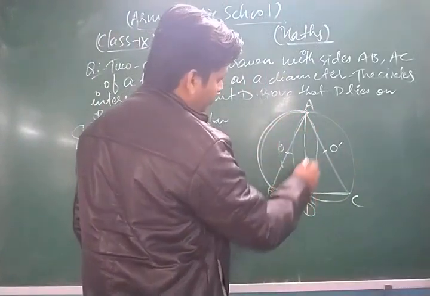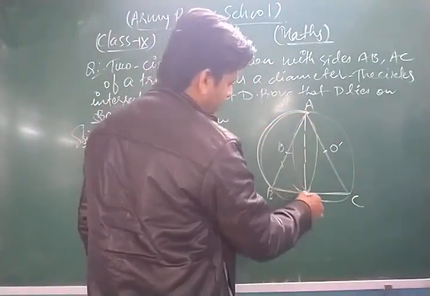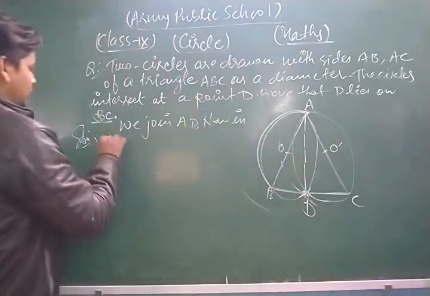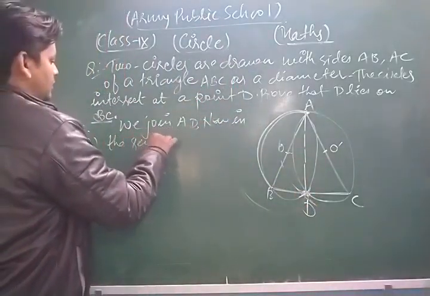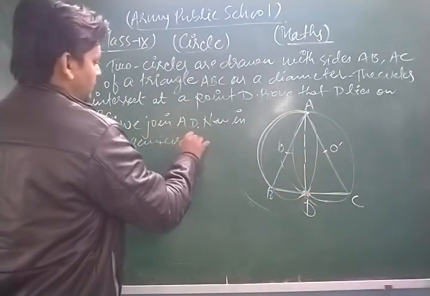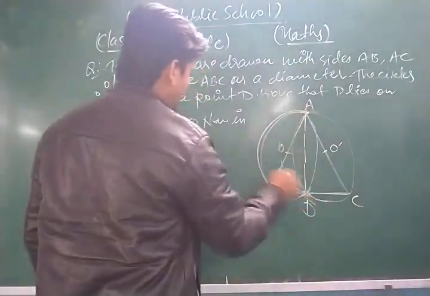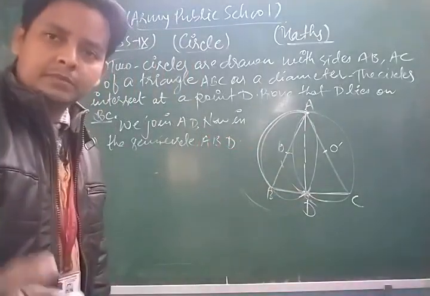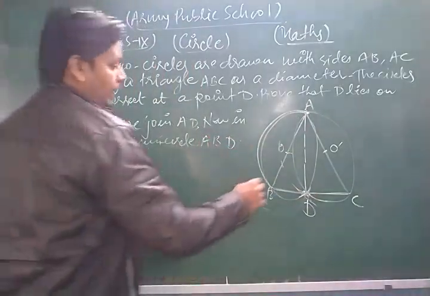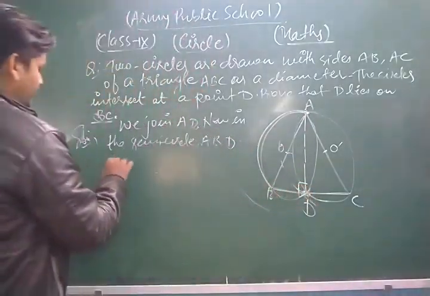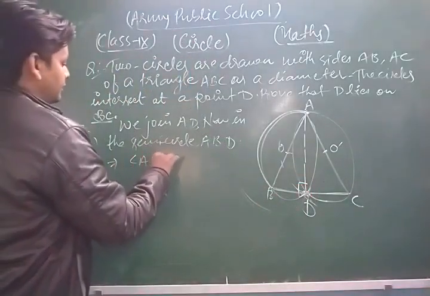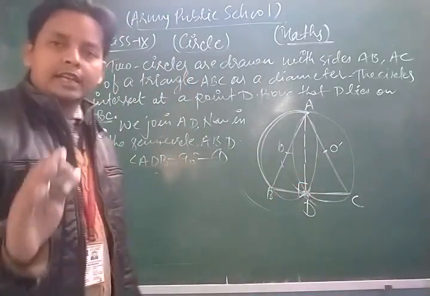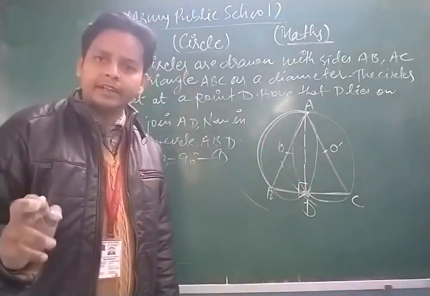Now in the semicircle ABD, we know that the angle in the semicircle is 90 degrees. So angle ADB is equal to 90 degrees. Call this equation 1, because we know that the angle in a semicircle is always 90 degrees.